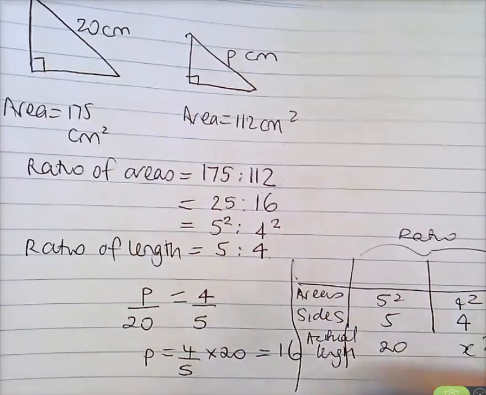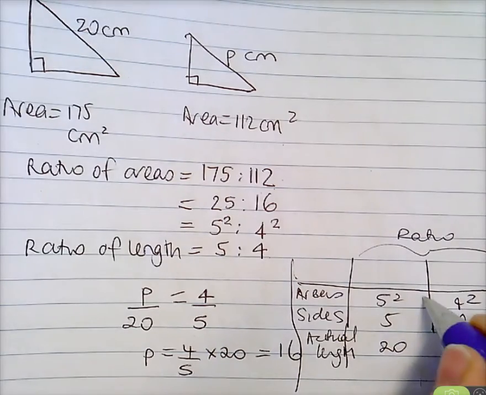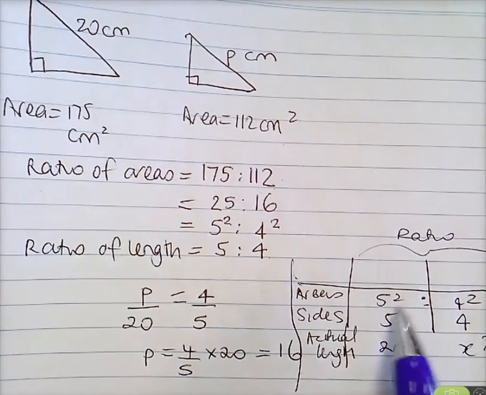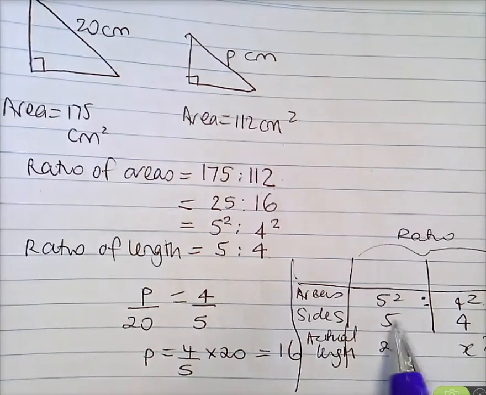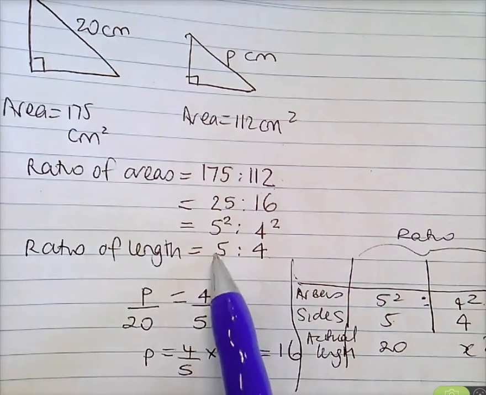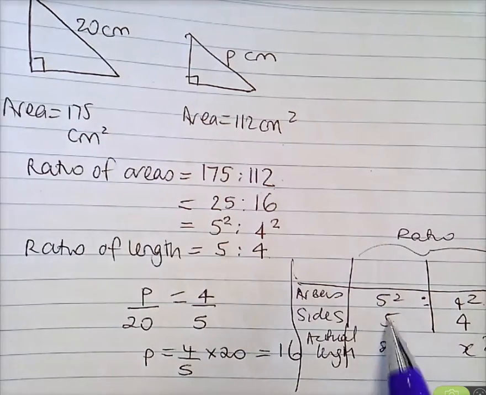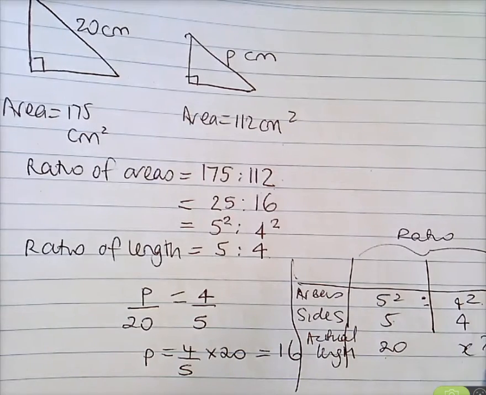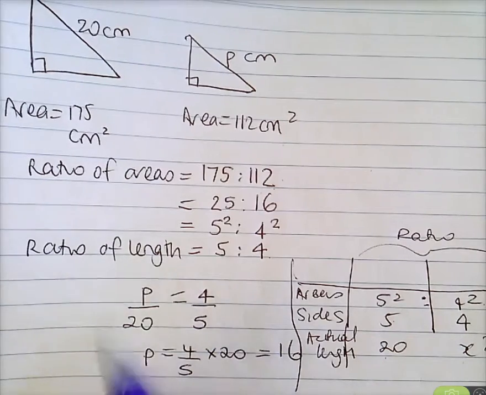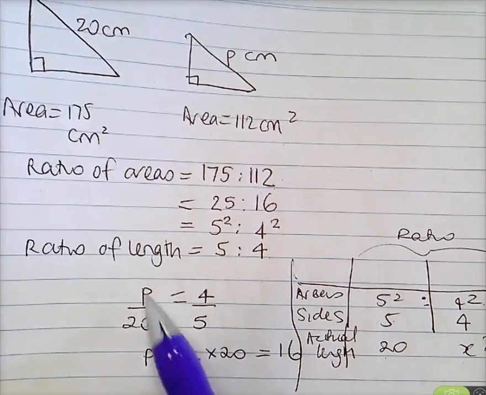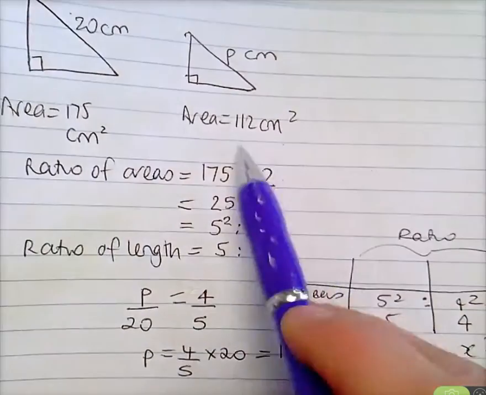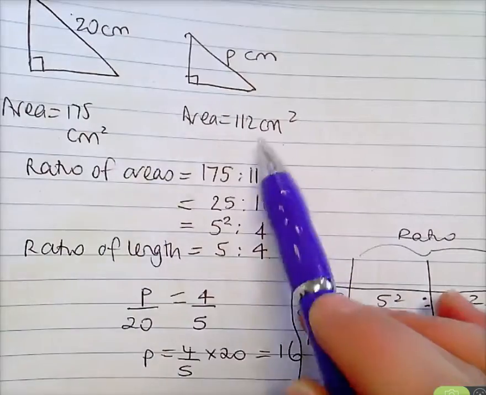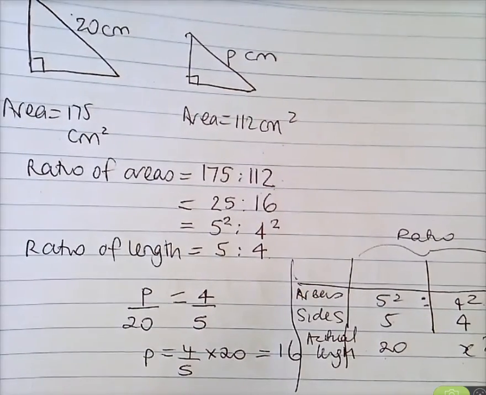Some people might like to see ratio of areas 5 squared to 4 squared, ratio of the sides is 5 to 4, and then match up, you know, it's the bigger one that's got the 20 centimetre side. Can you see 5 times 4 is 20, 4 times 4 is 16? Or you set it up like that. You okay with setting it up like this? P over 20 equals 4 on 5. That over that equals the ratio of the side lengths, 4 to 5. So you always use the side length for underneath?